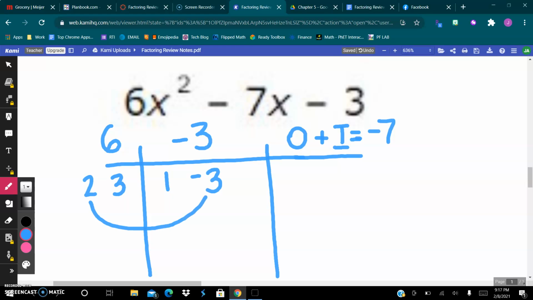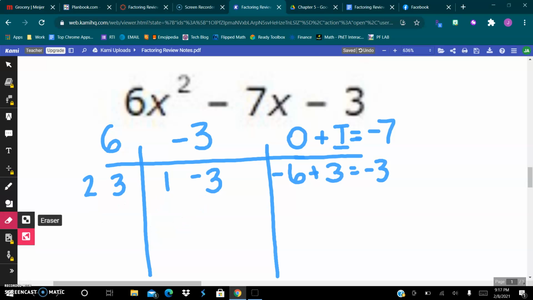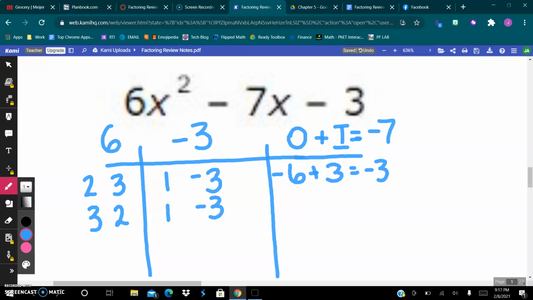So I have negative 3 times 2, which would be a negative 6. And then my inside terms, I'm going to multiply together, and that would give me a 3. And I'm going to add those together, and I would end up with a negative 3. So that is not my answer. I am going to try a different combination here. I'm just going to flip the 2 and the 3 here, but I'm going to keep everything else the same.